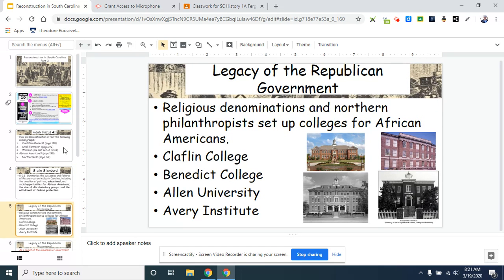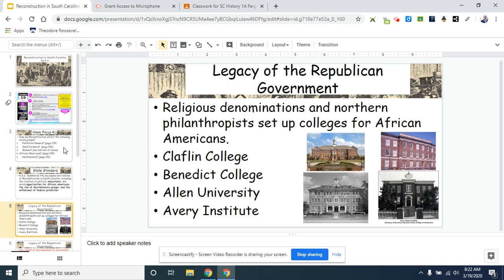All right, we got to talk about the legacy of the Republican government. We had a lot of religious denominations in the North that were philanthropists, and they set up colleges for African Americans. You say, Mr. Ferguson, what's a philanthropist? It's basically someone that does something that's beneficial to other people just because. A philanthropist does things because it makes them feel good. It makes them happy about the way that they've helped society. So, for instance, if you had some spare money and you set up a soup kitchen here in Sumter to help feed the homeless, you could call yourself a bit of a philanthropist.